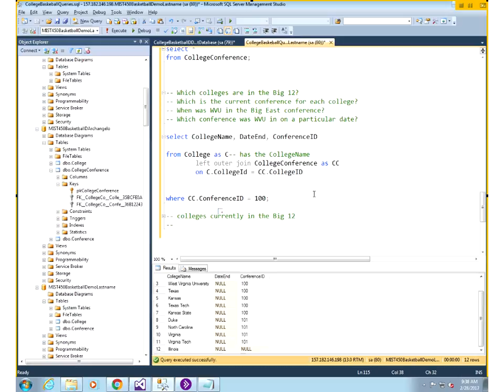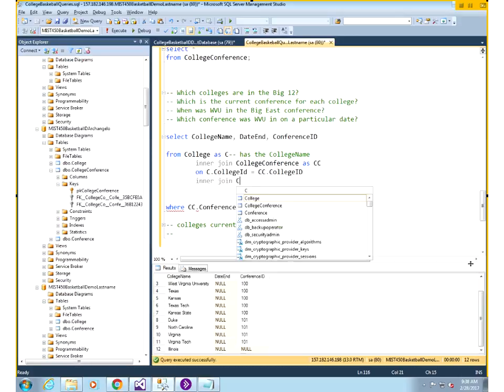Now, coming back, this exercise was to hopefully understand the different types of joins. So I will just keep it as inner join. And then I will do another inner join on conference, and I'll have to use something else as the alias. What's that? It doesn't matter, I use CN.